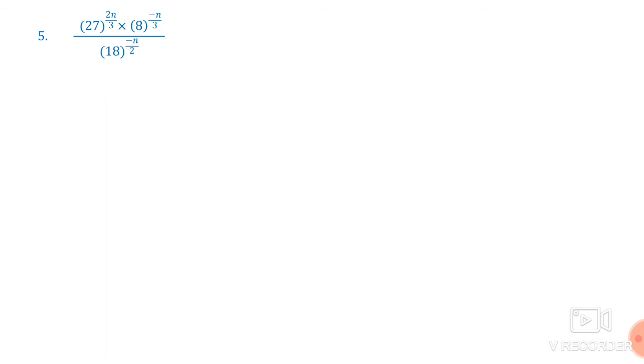Part 5. Again we have two options, either to convert the negative exponents into positive exponent first, then apply the rule, or apply the rule first, simplify it, and then convert the negative exponent into positive exponents.